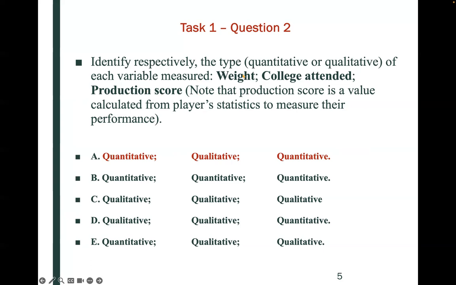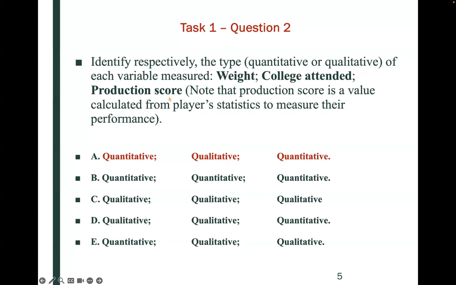So weight is naturally occurring on a numerical scale. In other words, we have weight in numbers, so that would be quantitative. College attended, however, would be qualitative because that's more categorical. We have different colleges like Michigan State University or University of Michigan or University of Washington. So the college is qualitative. It's not on a naturally numerical scale.